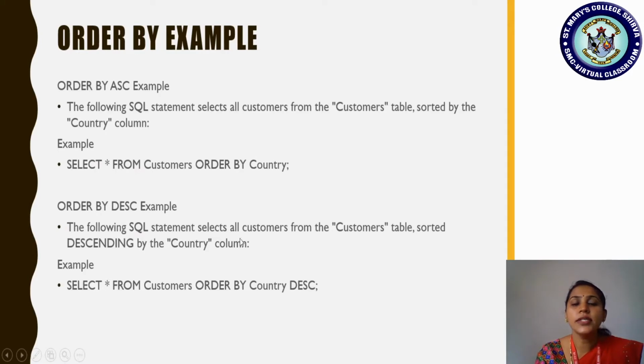The following SQL statement selects all customers from the customer table sorted descending by the country column. So that is an example like this. Select star means all the columns from the customer table, order by country. So from which table are you choosing the data? From the customer table. You are applying sorting for which column? Country, and the sorting should be in which order? Descending order. So that is why we are mentioning DESC. I hope you all are following this.